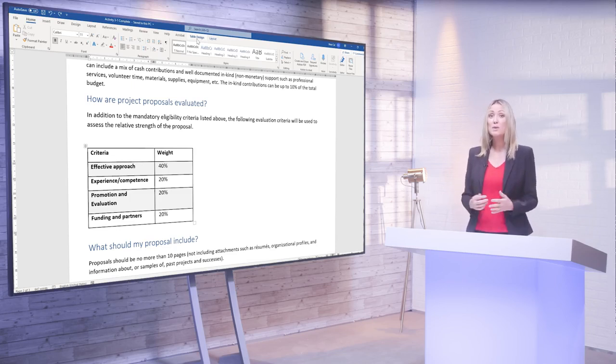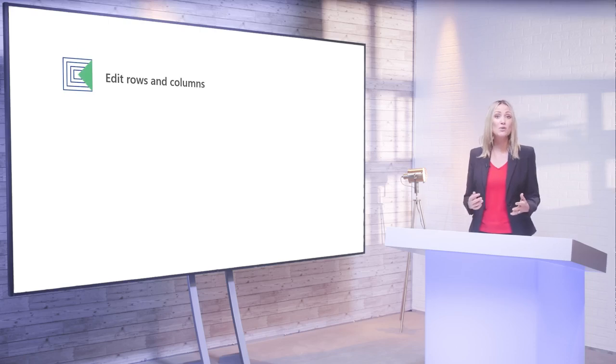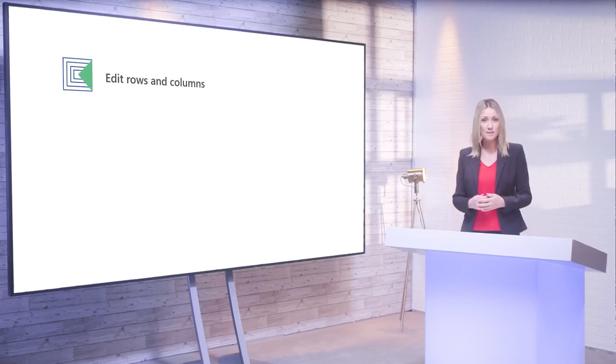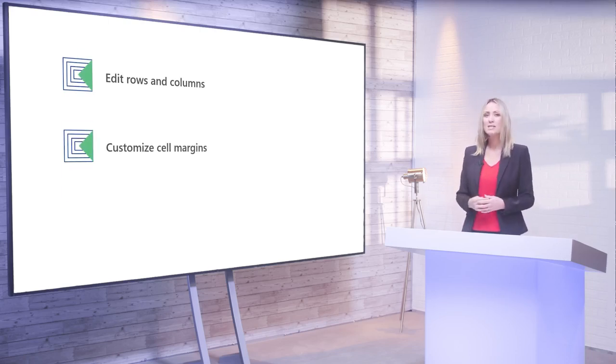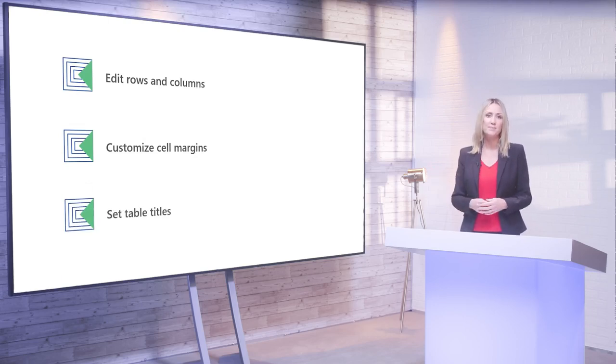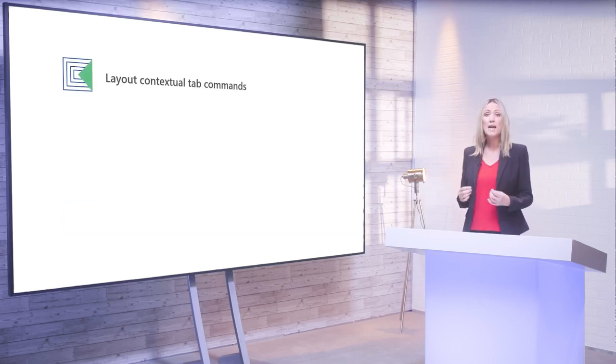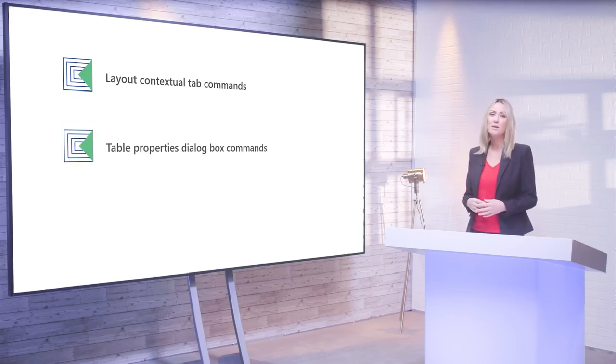Using the tools available in Word, you can insert and delete or move and resize rows and columns, customize cell margins, and set table titles. You can also use layout contextual tab commands and use table properties dialog box commands. So how can you use these tools to modify tables?